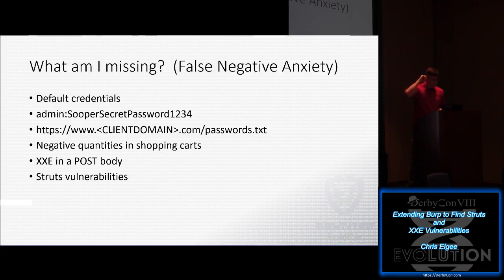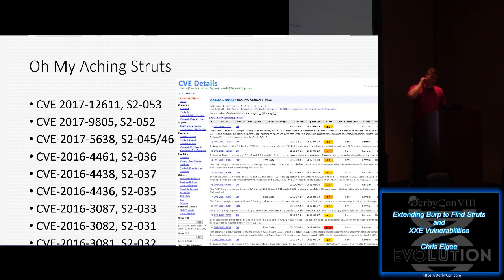Same thing for Struts. There are ways to find Struts vulnerabilities. And oh, my aching Struts. This is just a partial list. These, by the way, on the left-hand side, are the CVE numbers along with the Apache internal S2 Struts2 numbers with them. Those are all RCE. And as you can tell by the years, they come out fast and furious, and they seem to keep coming.